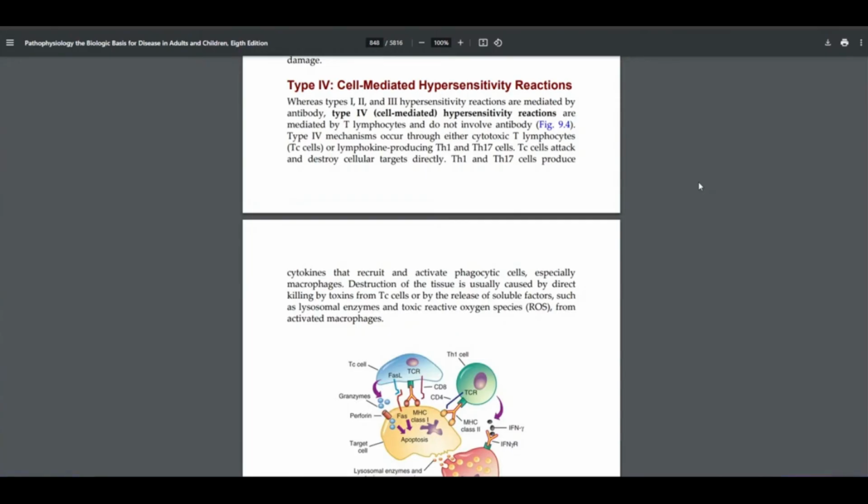Destruction of the tissue is usually caused by direct killing by toxins from TC cells or by the release of soluble factors such as lysosomal enzymes and toxic reactive oxygen species, which is our ROS, from activating macrophages.